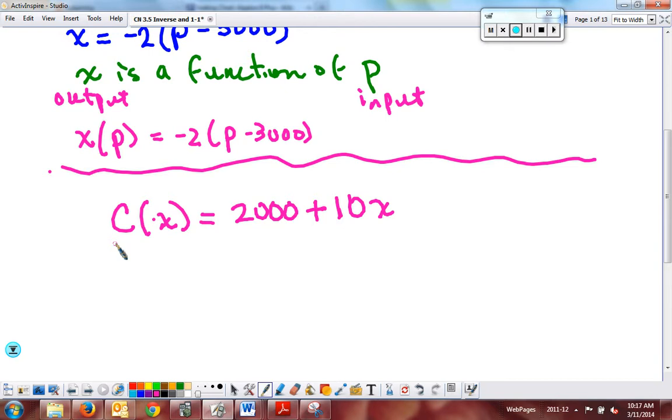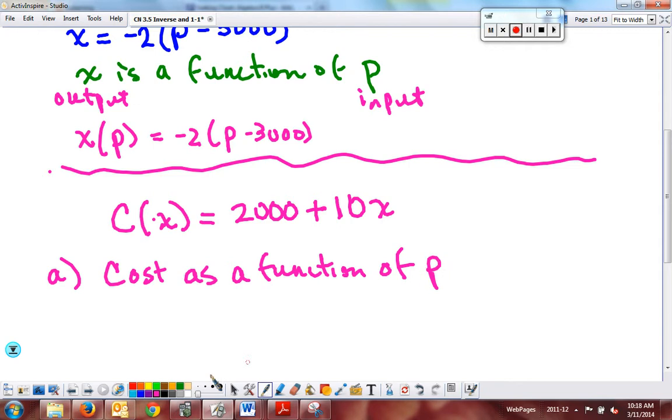Now what they ask you to find in A is they want you to find the cost as a function of p, which means they want your input to be p and your output to be cost. Now, how do I take what I already have and somehow get my cost function, which right now has an input of x, to not be an input of x, but to be an input of p to start with?